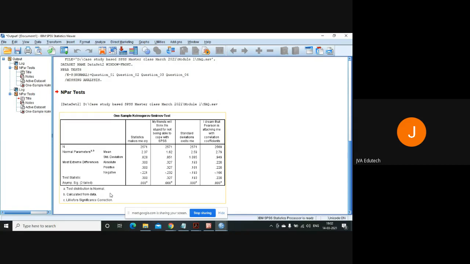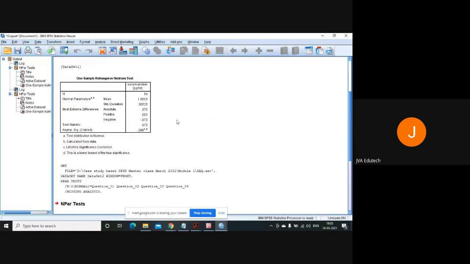We never test the alternate hypothesis. So alternate hypothesis is always the negation of existing theories. It need not always be a negative statement. So here the null hypothesis, let's take our case. Here the null hypothesis is that test distribution is normal.